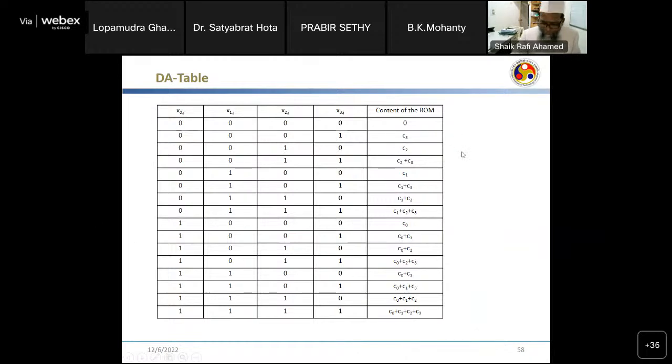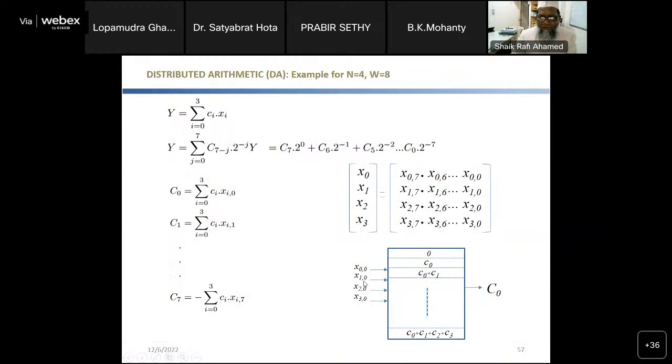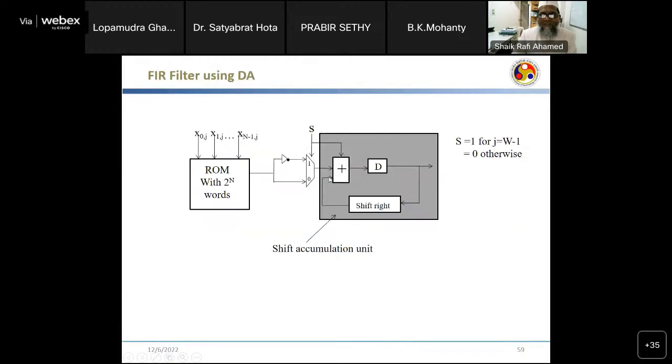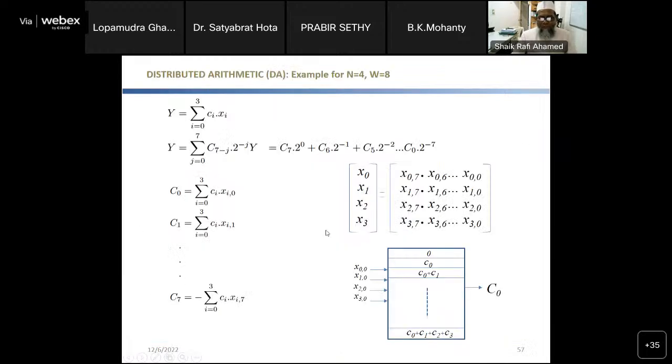For all four combinations, like here: if I give all 0s, C0 will be selected; 0, 0, 0, 1 gives C1, and so on. This is the contents. So this is the logic that I am going to apply here. I will store inside the ROM either positive values or negative values. It is up to you.